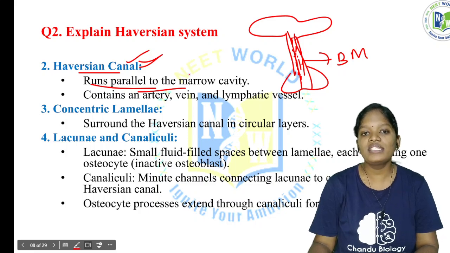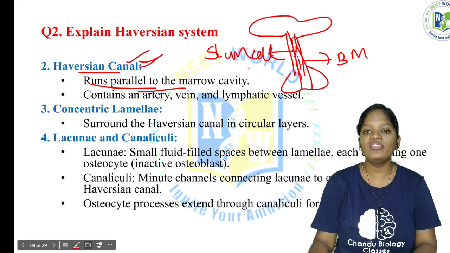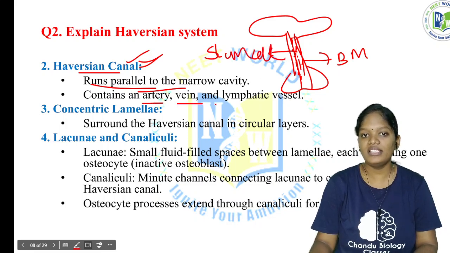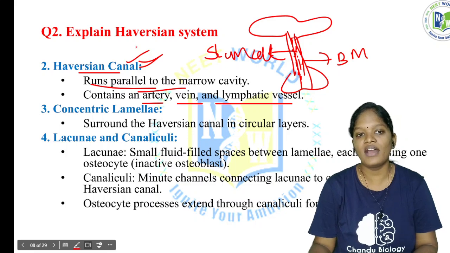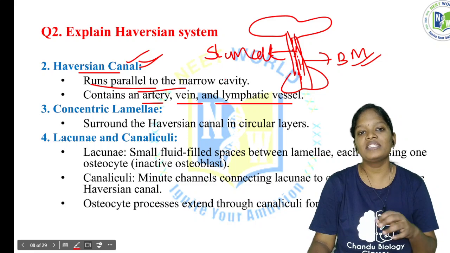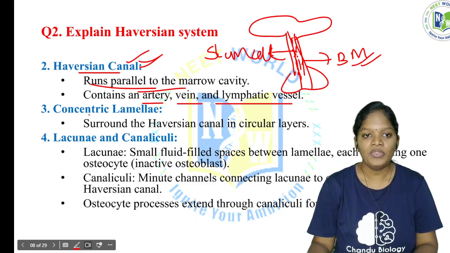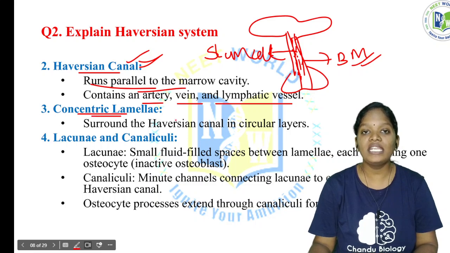So what does this canal consist of? See, this bone marrow is the site of synthesis of all the cells. All the stem cells will be present here, in the bone marrow. So definitely they need an artery, veins and lymphatic vessels. So this Haversian system runs parallel to the bone marrow cavity, and it contains the artery, veins and the lymphatic vessels. Okay, so the third one will be the concentric lamellae.